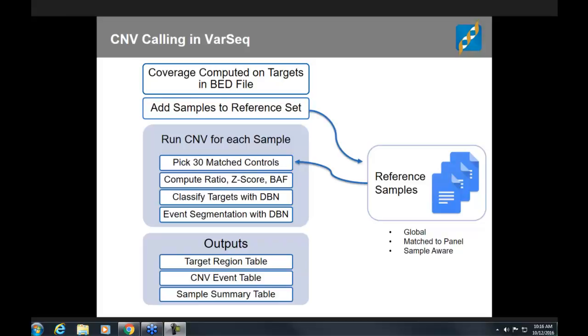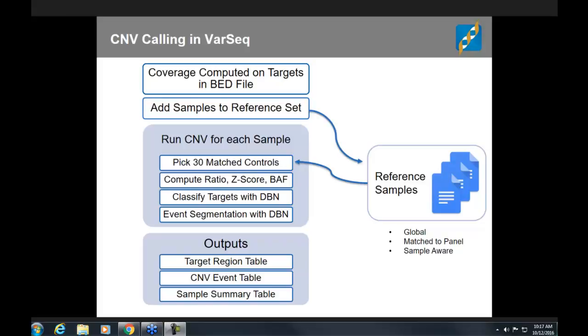Next, when you actually run the CNV caller, you have the choice to add the current samples in your project to the reference set. So in VarSeq, what we do for you is we maintain a library of reference samples. And these reference samples are used during the normalization procedure in order to correct for noise in the data. And so every time you run samples through your CNV caller, you can actually add these samples to your reference set and grow your library of reference samples that will then be available the next time you run the algorithm.